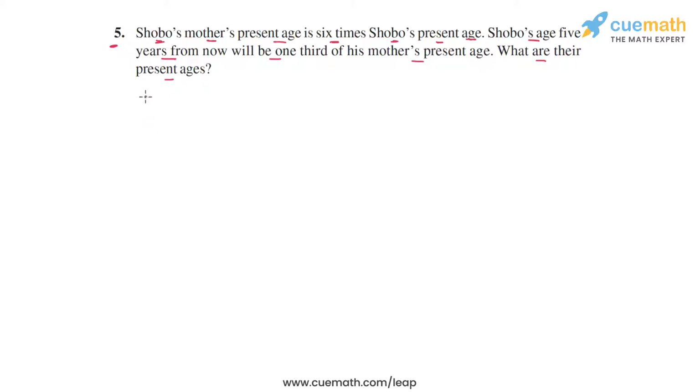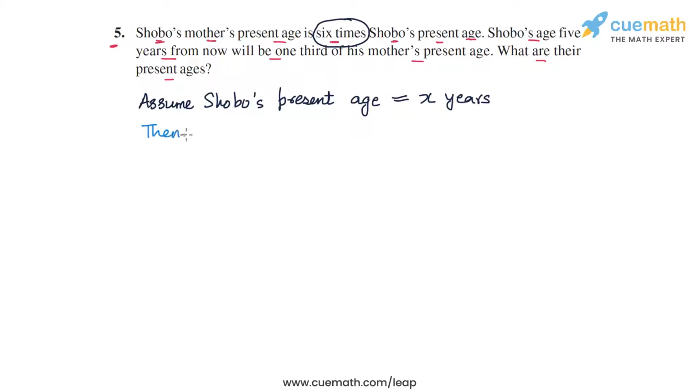So let's start by assuming that Shobo's present age is some variable. Let's take it to be X years. Now, in terms of X, we can also write Shobo's mother's present age, which is 6 times Shobo's present age. So the mother's present age will be 6 times X, which is 6x years.